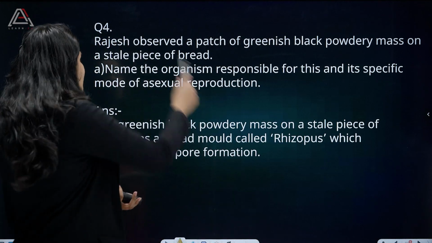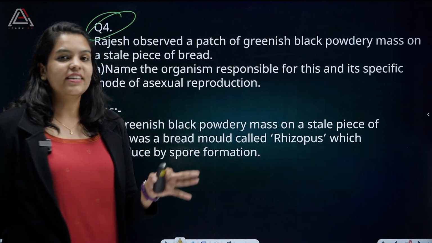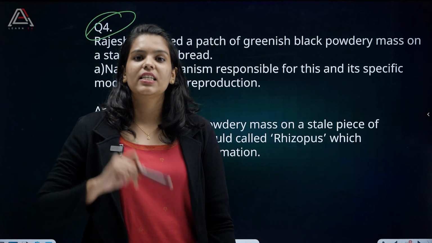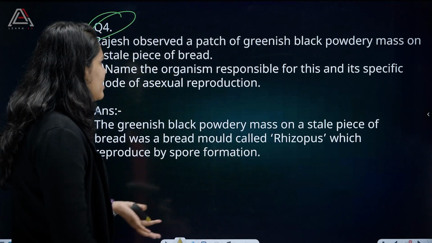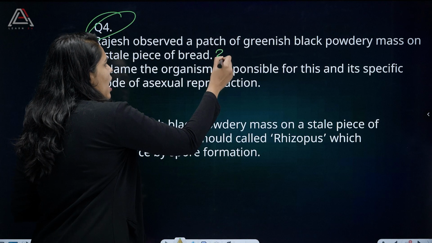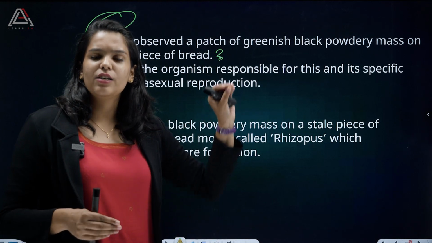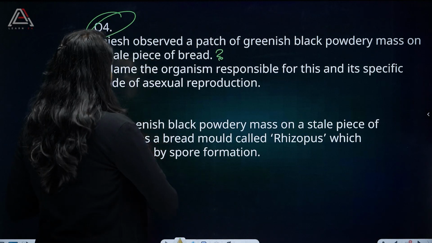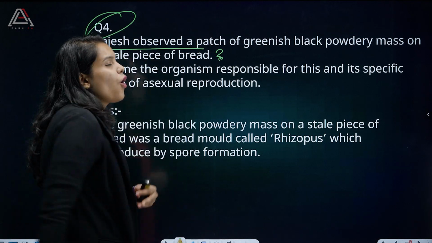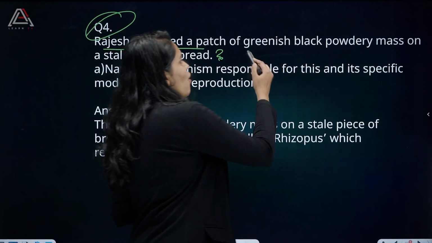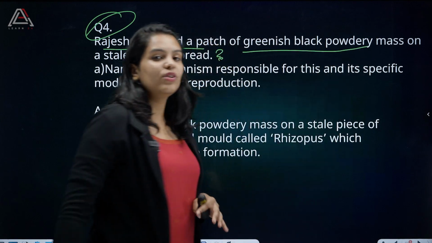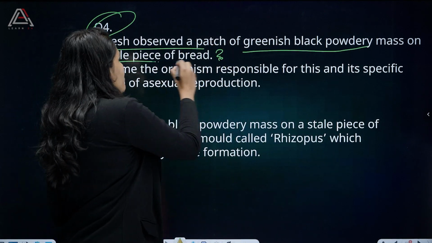The next question is the fourth question. Here they have provided a condition, and accordingly different questions are asked related to this particular paragraph. In this paragraph they are telling that Rajesh observed a batch of greenish black powdery mass on a stale piece of bread.